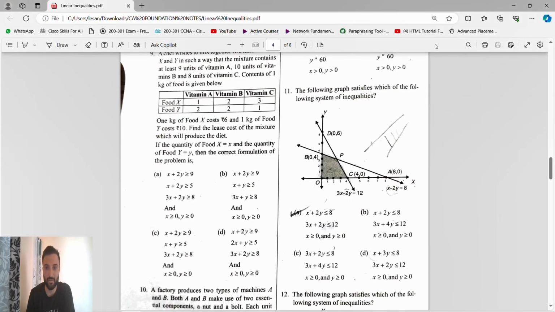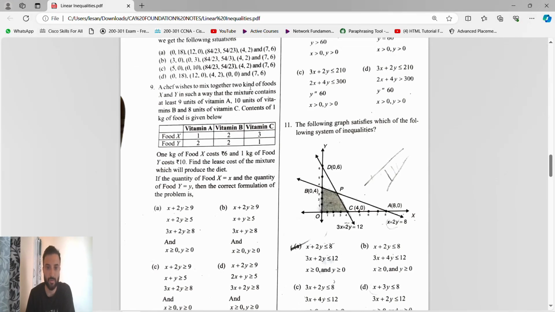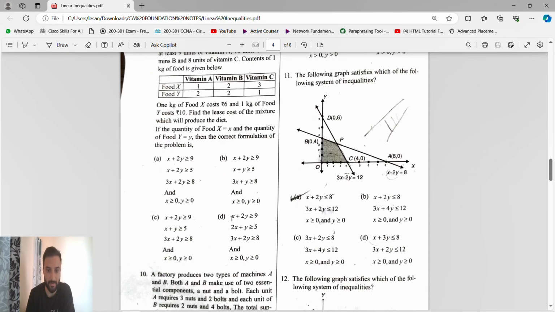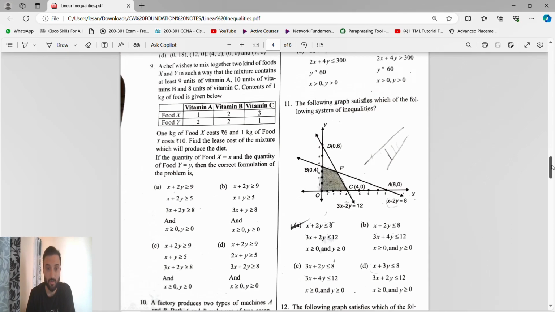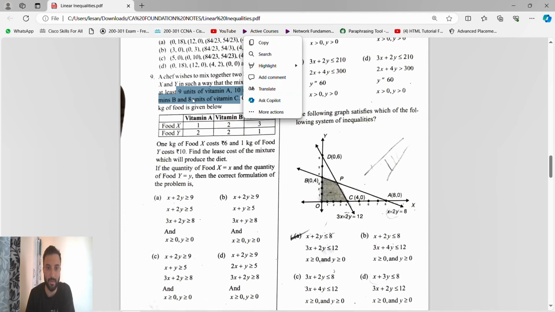Okay, so this also you can see. See the least cost. Wait, at least. See, at least means what? Greater than only. So greater than. All are greater than. So what we will do? We have to see the values. So if they say 9 units of vitamin A, 10 units of vitamin B and 8 units of vitamin C. So 9, 10, 8.